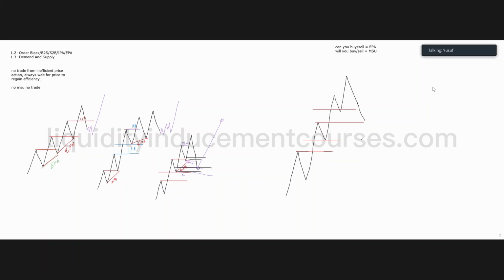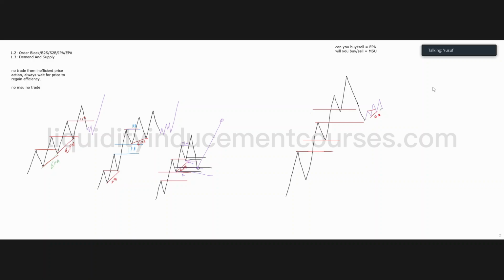In this case, what do you do? Look at what I did here. If you notice, price didn't even come into this market level here, this demand level. So you can't even say, oh, I'm going to buy it because it's mitigated here. No, you can't do that. But what you can do is watch the lower time frame here regain efficiency. Can you see what lower time frame did? EPA. Can everybody see that? So given this lower time frame, I can buy this directly from here.